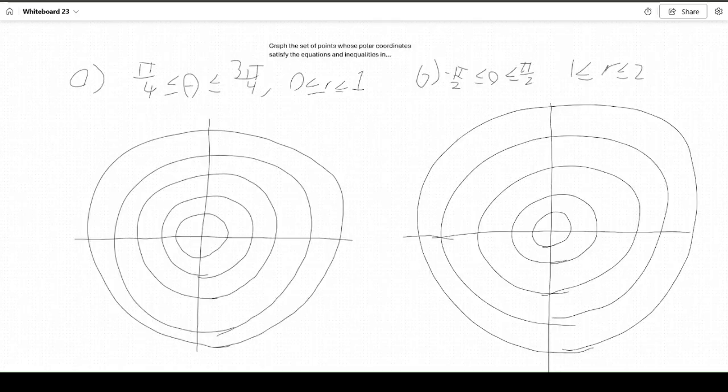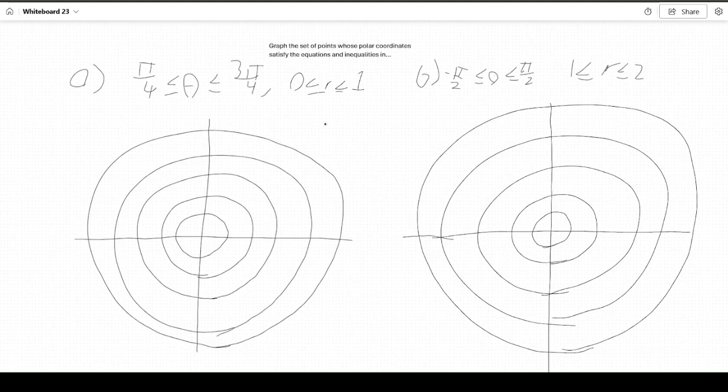All right, so let's take a look. It says graph the set of points whose polar coordinates satisfy the equations and inequalities in this problem. So here we got pi over 4 to 3 pi over 4, with the radius from 0 to 1. And for problem B, we got negative pi over 2 to pi over 2, and the radius from 1 to 2. Basically, we're going to have to plot this.